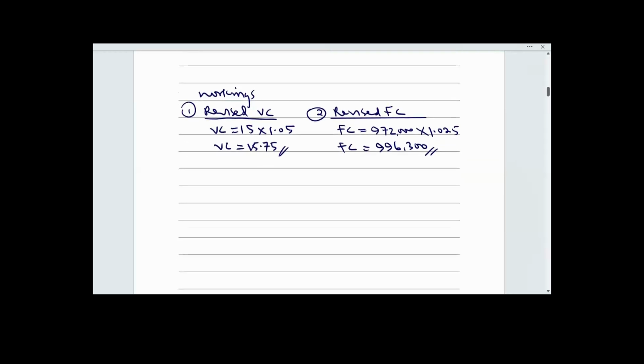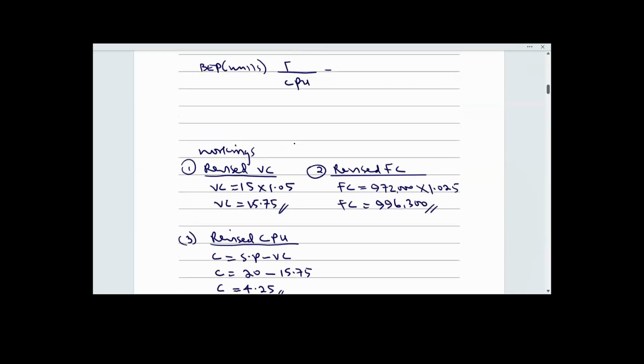So because the variable cost has changed to 15.75, then also our contribution per unit will change. So revised contribution per unit. You know, contribution equal to selling price minus variable cost. The selling price still remains as 20, but variable cost has increased to 15.75. Therefore, revised contribution per unit is equal to 4.25.